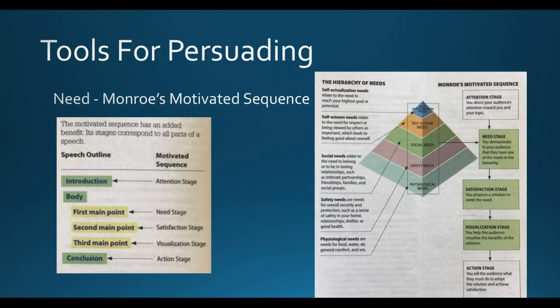And this is based on Monroe's motivated sequence. Hopefully you remember we touched on that when we looked at audience analysis. Understanding where your audience is in terms of Maslow's hierarchy will help you craft the right kind of appeal.